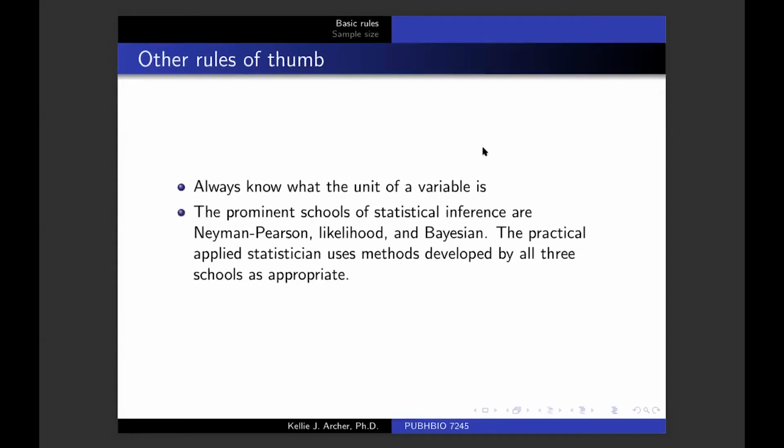Also note, the prominent schools of statistical inference include Neyman-Pearson, likelihood, and Bayesian methods. The practical applied statistician uses methods developed by all three schools as appropriate.